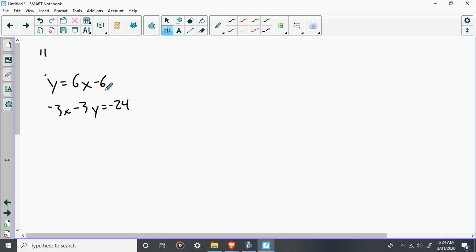Now, this does not have anything isolated, right? So to plug this one into this one, to substitute this one here is silly, but this one, y is already isolated. We say y is equal to 6x minus 6. So all I'm going to say is everywhere I see a y in my second equation, I'm going to replace it with 6x minus 6. Big things here, make sure you're using parentheses. So minus 3, parentheses, 6x minus 6 is equal to negative 24.